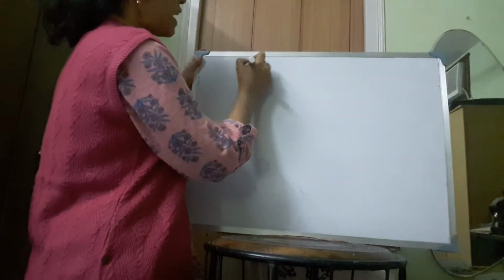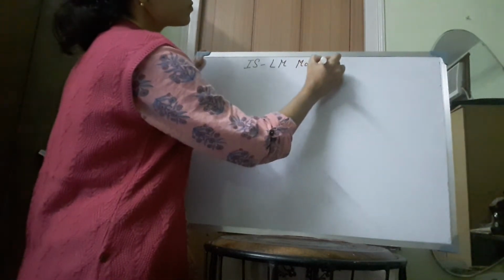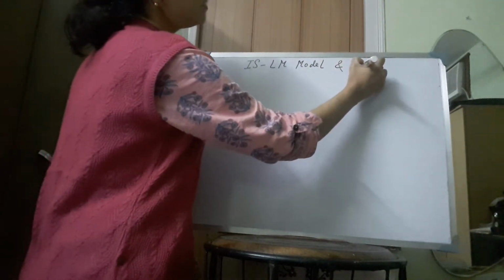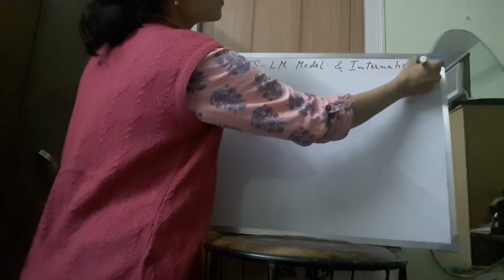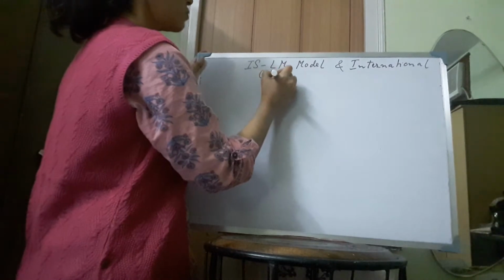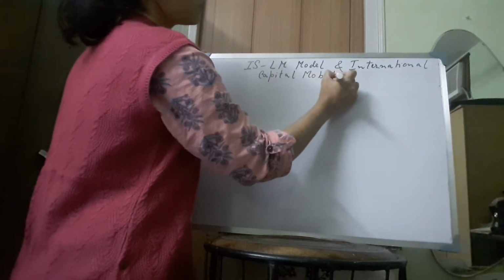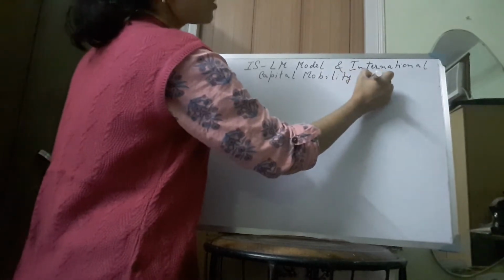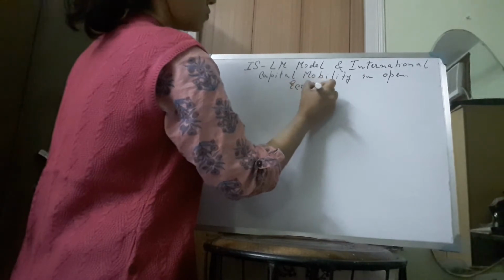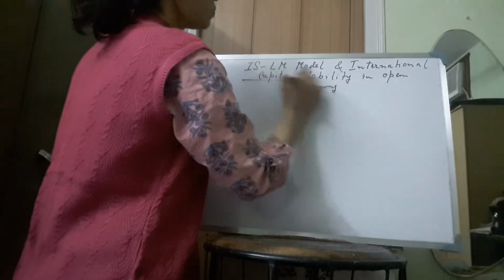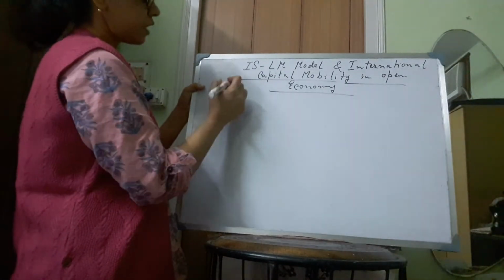Next we consider the IS-LM model and international capital mobility in the context of an open economy. So first let us consider the national income accounting identity.